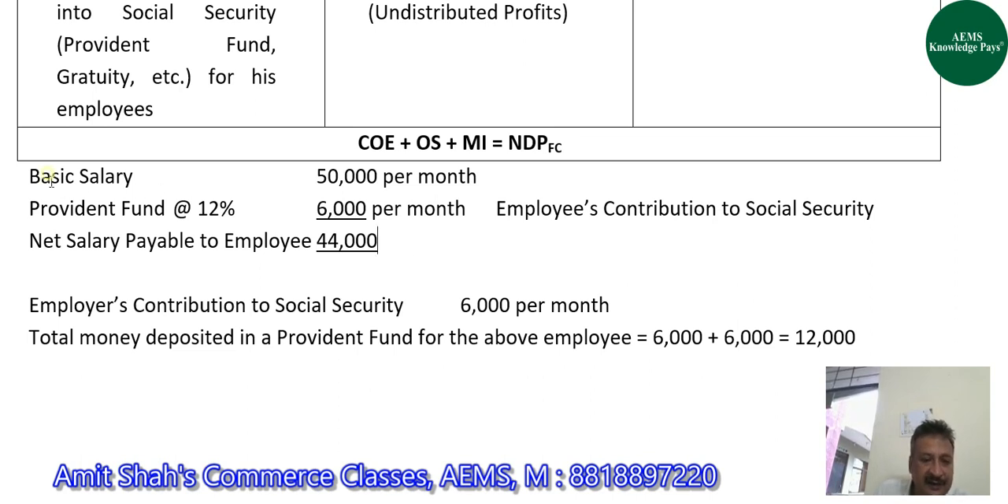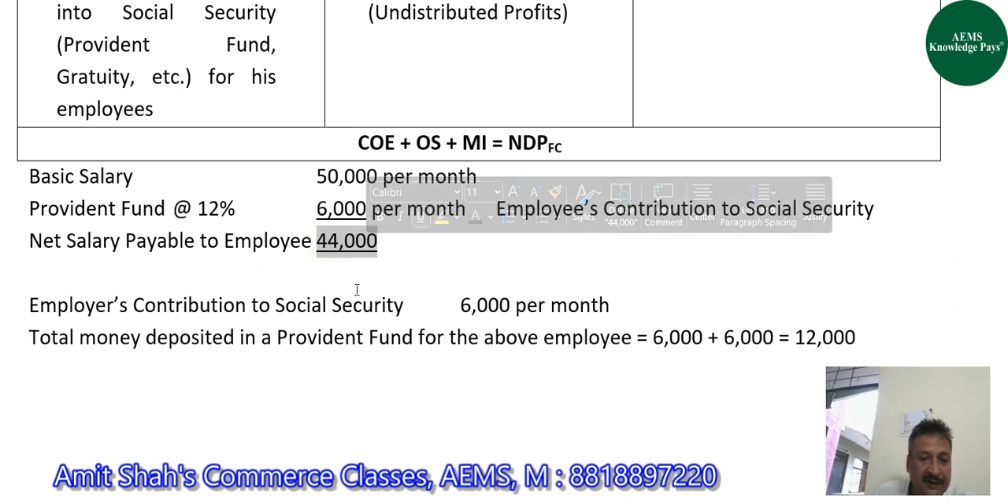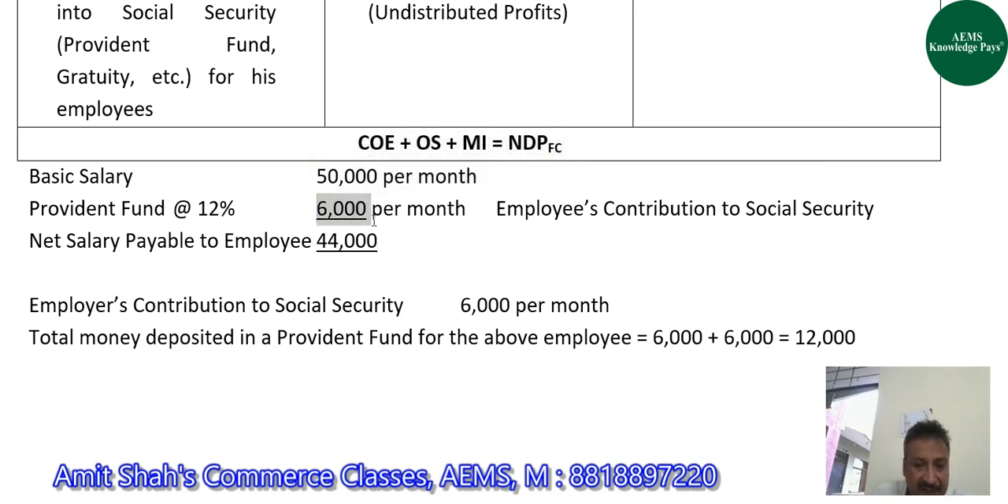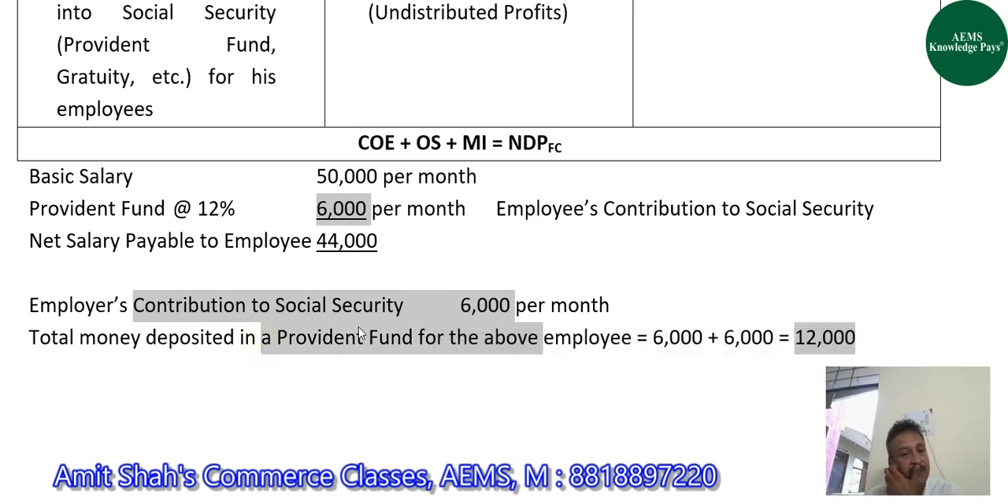Yes, sir. See, let's say an employee has basic salary of rupees 50,000 per month. When he joined the employer, he was told that the employee's salary is 50,000. However, employee would never be given 50,000 a month. He would be given only 44,000 by the employer. Means employer has deducted 6,000 from his salary of 50,000. But this 6,000 employer cannot keep in his own pocket. This 6,000 plus further 6,000 from employer's pocket, 12,000 would be deposited in a fund maintained by the government in the name of the employee.